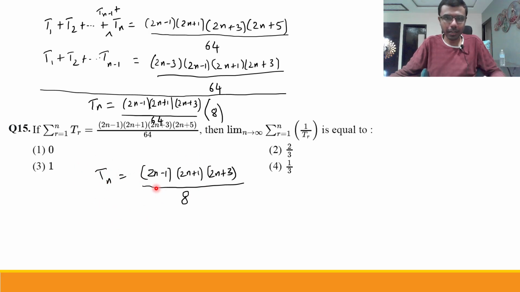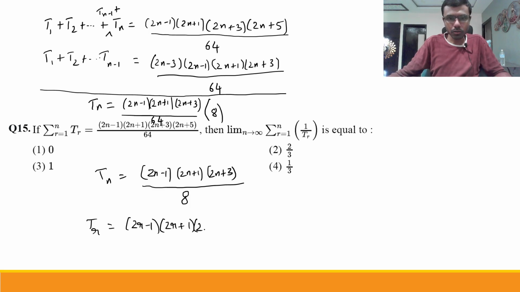So this is Tn. I got the nth term, but we are talking in terms of Tr. So just write r as n. I won't do the entire thing. This is nth term. So rth term will be what? In place of n, just put r. That's it, right? So this would be 2r minus 1 into 2r plus 1 into 2r plus 3 by 8.